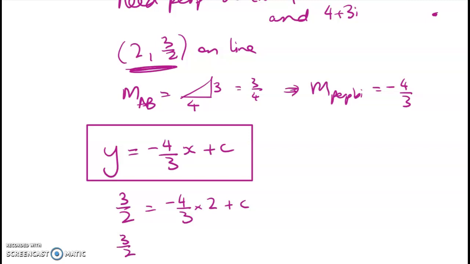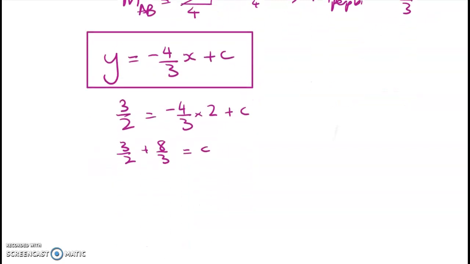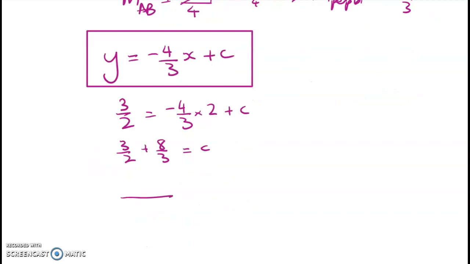So 3 over 2 plus 8 over 3 is equal to c. Now you guys can grab out your calculators, but I'll just do it the slow way. So 3 3s are 9 and 8 2s are 16. So not a particularly nice number, but there you go. We get y is equal to negative 4 over 3 x plus 25 over 6.